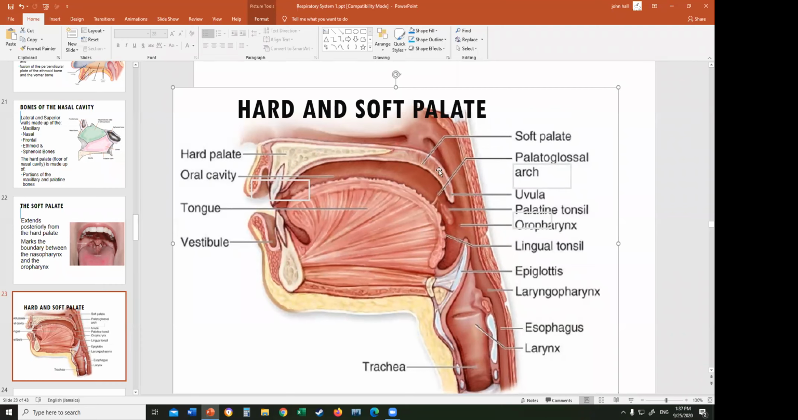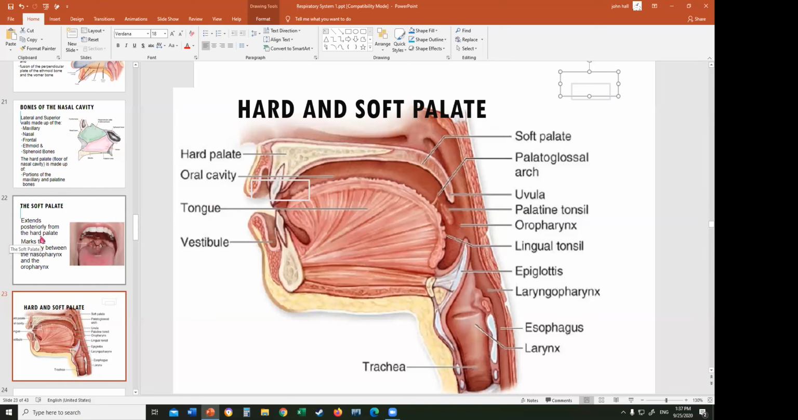Now, the purpose of the soft palate is to separate the oropharynx from the nasopharynx. So the oropharynx is down here, and the nasopharynx is up here. So the soft palate separates the oropharynx from the nasopharynx, right? That way food isn't constantly going up through your nose, right? That would be strange, right?